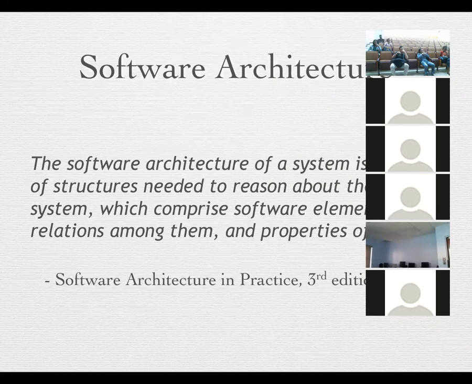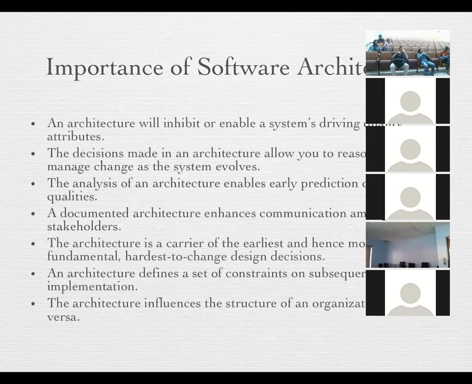Right, so you talk about the different elements in each structure and how they relate to each other and the properties of them. So, why is software architecture important? So, the first point we have there is an architecture will inhibit or enable a system's driving quality attributes.